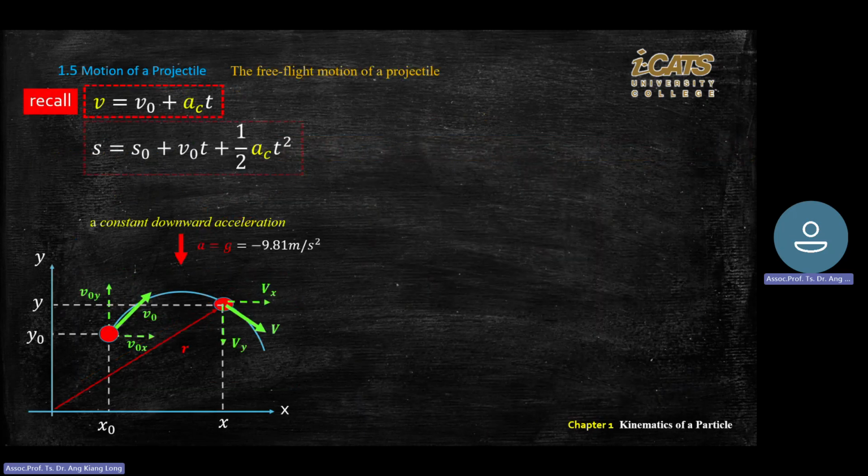Okay, recall these three motion equations. V equal to U plus AT, change of displacement S equal to UT plus half AT square, V square equal to U square plus 2A delta S. For projectile questions, recall these three, write them in any corner of your answer sheet. This one gets marks.